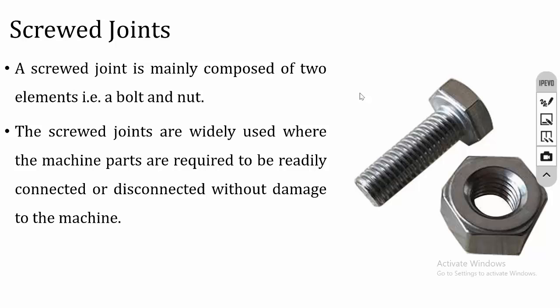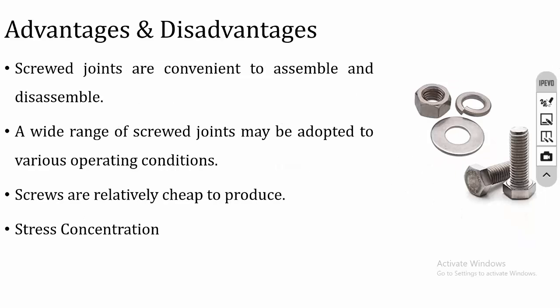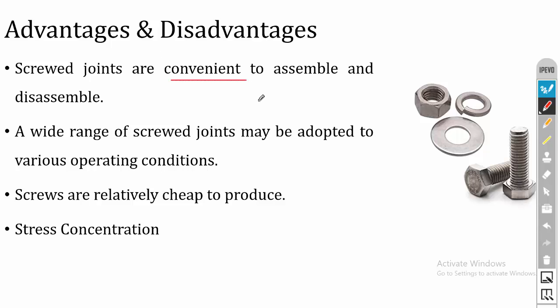It's a readily available joint. You can easily connect and easily disconnect without any damage to the machine. The advantages of screw joints: the first advantage is that the screw joint is very convenient for assembly and dismantling. As I told you earlier, it's easily connected and easily disconnected without any damage to the machine.